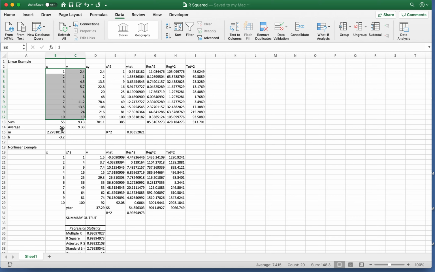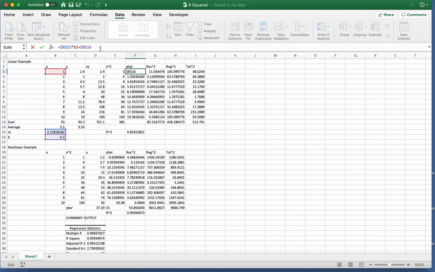The reason that I needed to first find the regression line is because, if you remember from the definition of R squared, we needed to know the predicted values, and those come from the regression line. The predicted value, y hat, takes in an x value and plugs it into that regression line: m times that x value plus b. If my values were exactly on the line, rather than having y equals 2.4, because the line is 2.27x minus 3.2, when x equals 1, we expect y to actually be negative 0.92.